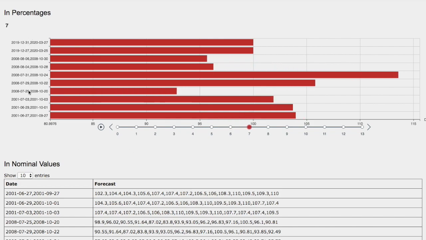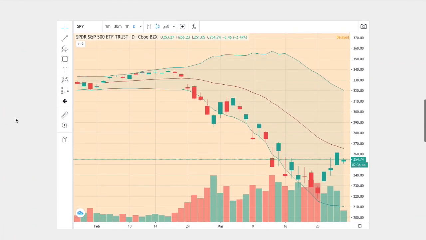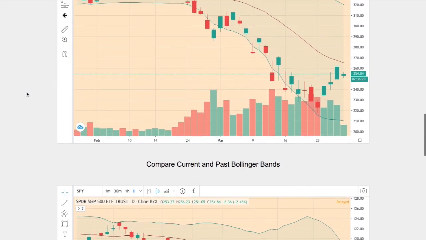So which one of these models should we focus on? Ideally, the model that is the best match to the current trend. Right here we have the current trend, and below is the trend that I believe is the best match. This trend dates back to June 29th, 2001 to October 1st, 2001. So let me point out why these two charts are similar.